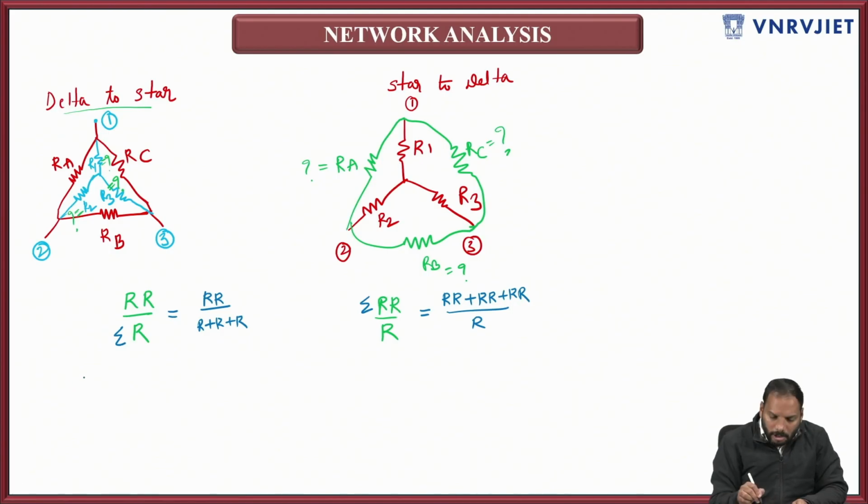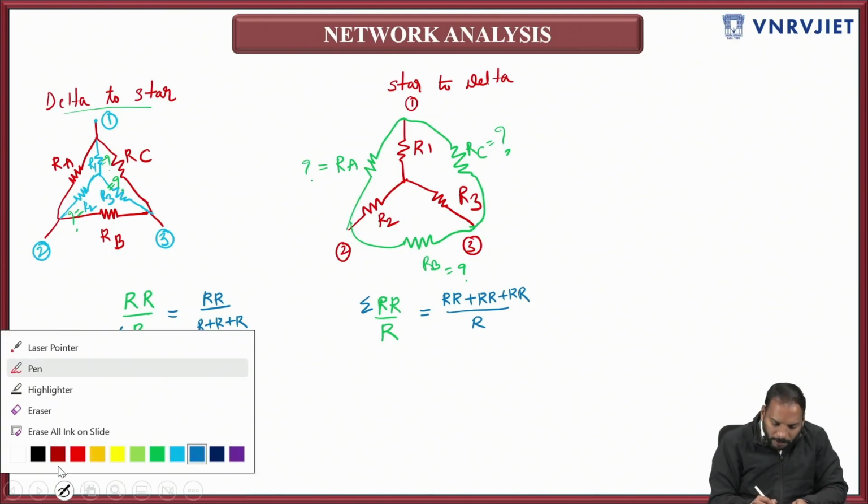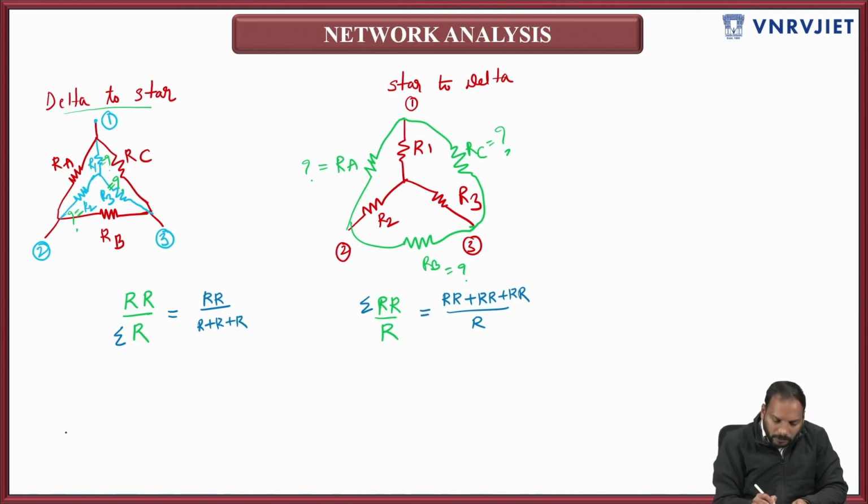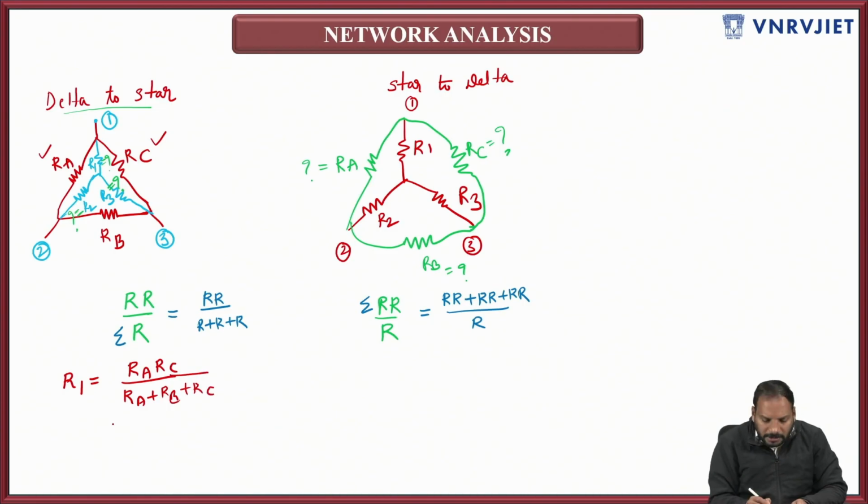Now, on understanding this shortcut formula, I will try to write the original values of the conversion. First of all, I want R1. For R1, you take the adjacent resistors. What are the adjacent resistors of R1 here? RA and RC are the adjacent resistors of R1. So it is simply RA RC divided by the sum of all the resistors, that means RA plus RB plus RC. This is how you need to understand the value of R1.